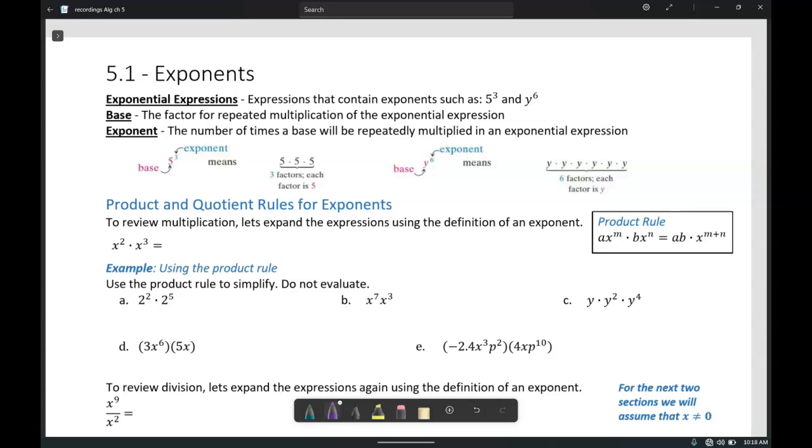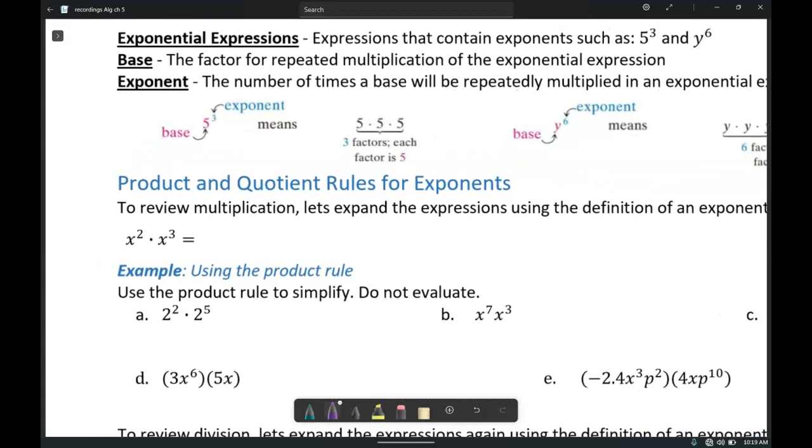We have a few different rules that we follow when we're applying different operations to polynomials and for exponential expressions. The first is the product and quotient rule. So let's review multiplication and see how we can apply that to the rule that goes for exponential expressions. If we have x to the second power and x to the third power, remember that is x times x times x times x times x.